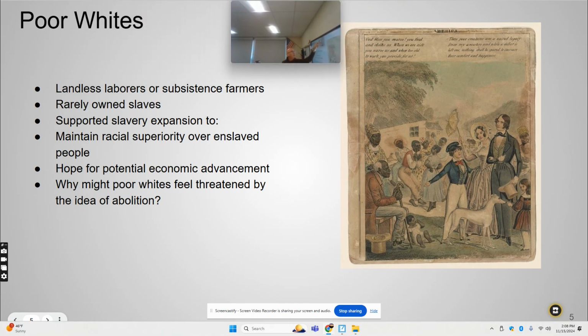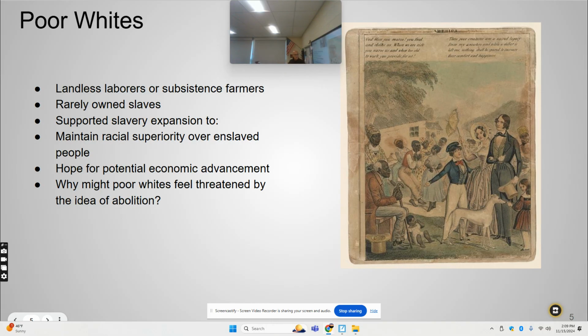Poor whites. So yeoman farmers were a step above poor whites on the social scale. Poor whites are at the bottom. These are going to be landless laborers or subsistence farmers. Landless laborers, people who don't own land and who work as laborers. And subsistence farmers, people who either own a small piece of land or rent a piece of land and are farming for subsistence, meaning they're farming just to feed themselves and their family.